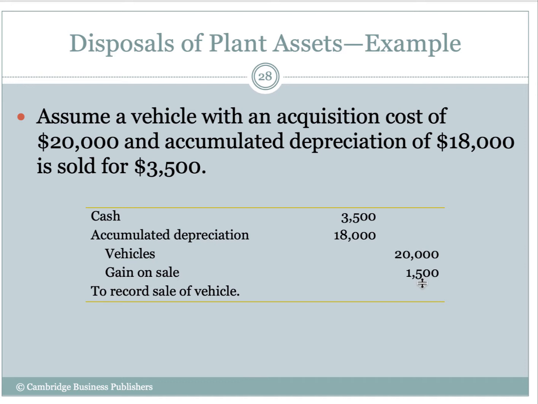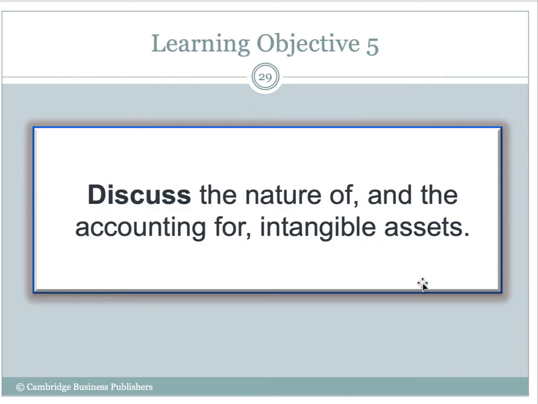Okay. An easier way to calculate that gain on sale is, well, it was on our books for $2,000. We got $3,500 for it. That's a gain of $1,500. Okay.